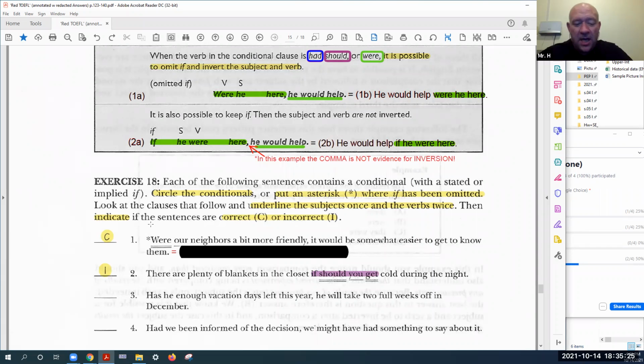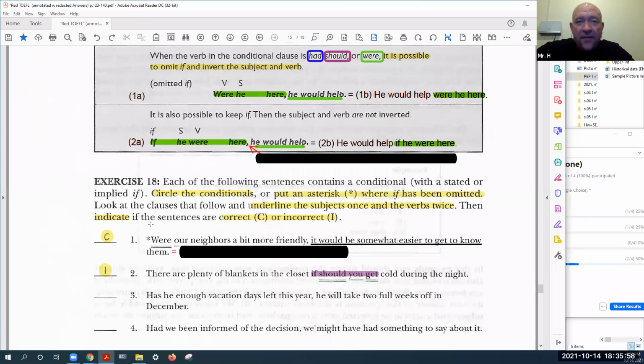Where's the main clause in this? It would be somewhat easier to get to know them, because that clause doesn't contain a connector. That's right. Well, let's change this example to 1B. This is 1A, make it into 1B. It would be somewhat easier to get to know them, were our neighbors a bit more friendly? Excellent. You got it. And the main clause, you said it correctly. It would be somewhat easier to get to know them.